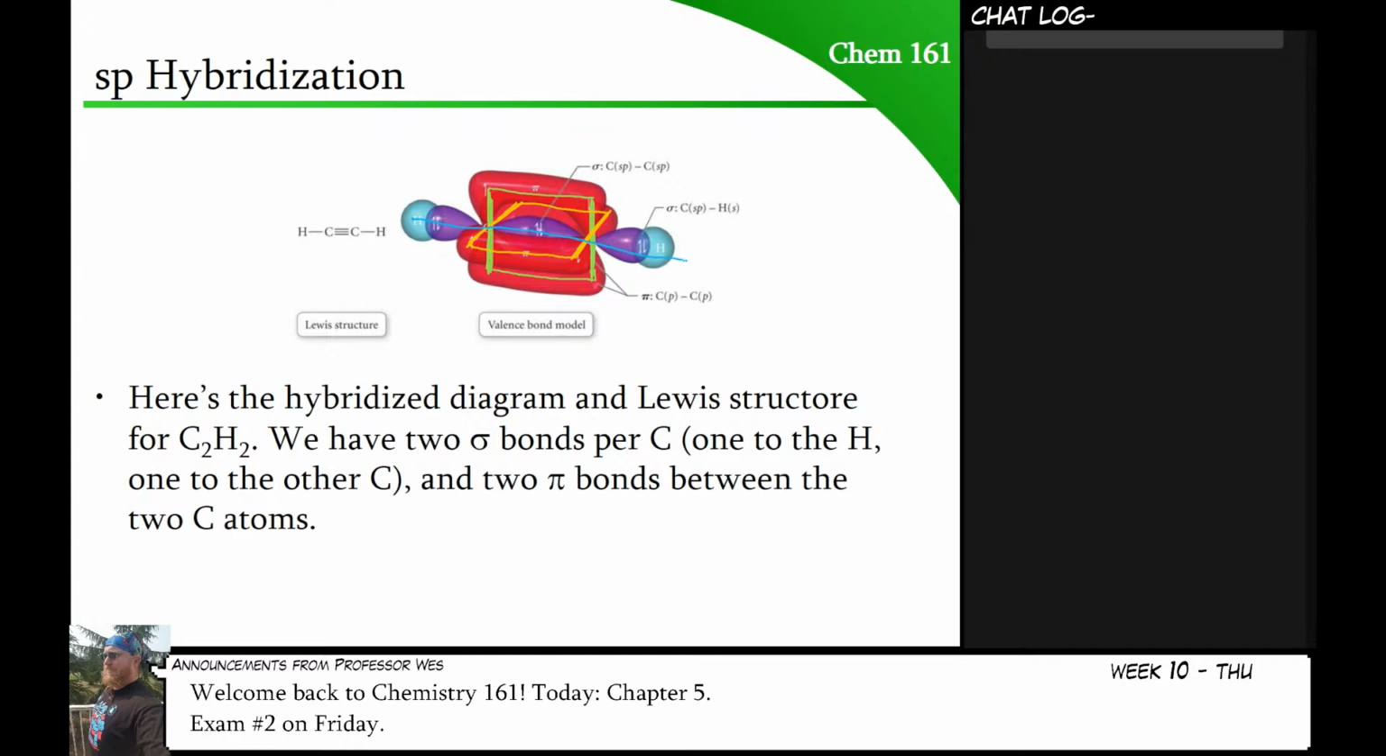So my unhybridized p orbitals remain in whatever orientations they would be, which would be px, py, or pz. I'm going to hybridize the one orbital that goes along the internuclear axis. I'm going to leave the other ones the same, and they're going to participate in pi bonding. The sigma bond occurs in the middle with my hybridized sp orbitals overlapping. And the electrons just go in those spots.